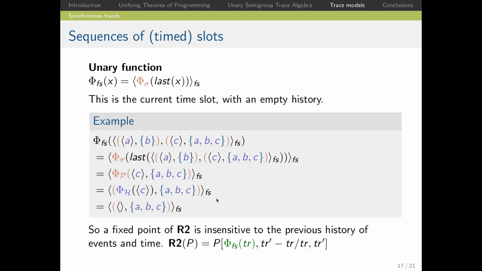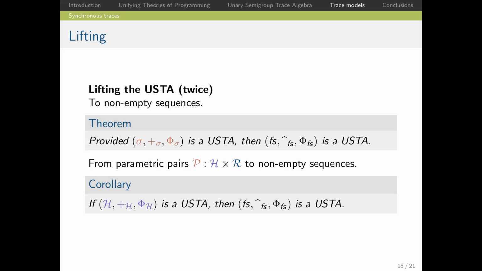So now we've got the parametric pair structure. We have the finite sequences structure defined in such a way that we can lift the Euster twice. So we do that first of all for the finite sequence. Provided that the sigma type is a Euster, then we have that the finite sequence structure is also a Euster. Okay, and we had that parametric pairs whose H type was a Euster were themselves a Euster. Therefore, as a corollary, we can lift that all the way to the finite sequence.